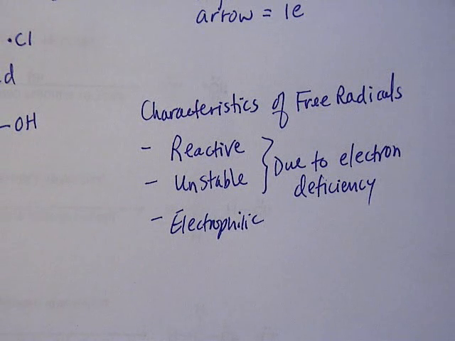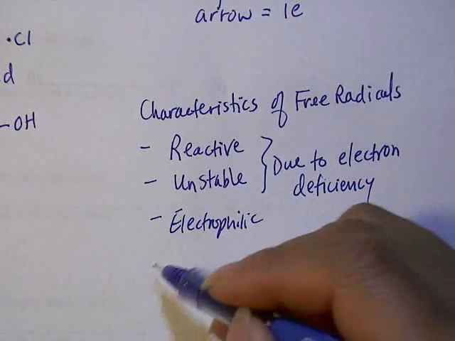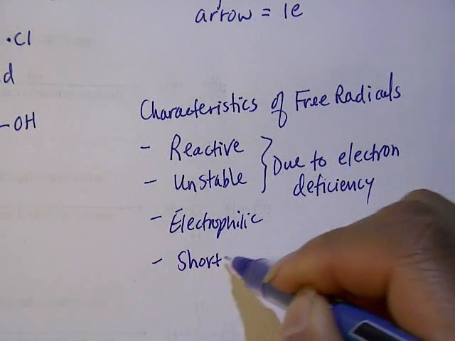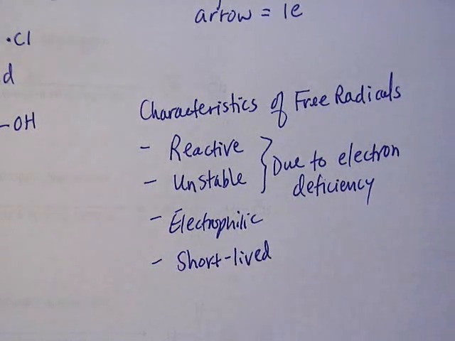in their reactivity, and because they're unstable and reactive, they're going to be very short-lived. So they're going to be very hard to isolate and study, because as soon as one is formed, it's probably going to want to react. So those are the characteristics of most free radicals.